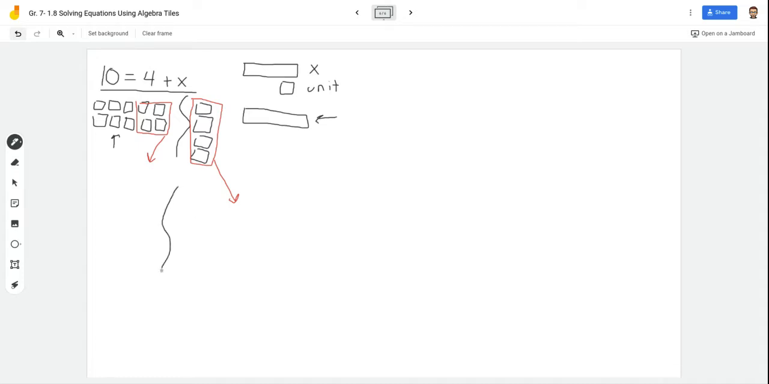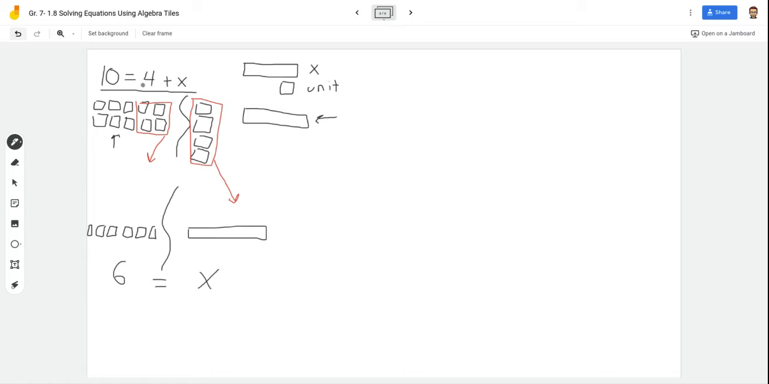So I'm just going to redraw my squiggly line down here, redraw my 1 X tile like this. It's a little bit big, I know. And I'm going to regroup all of these tiles so they're in one long group of 6. So I have 1, 2, 3, 4, 5, 6. And this is my equal sign, and I have X. And therefore, X in my equation equals 6.